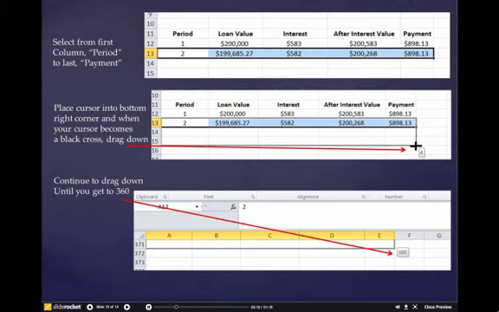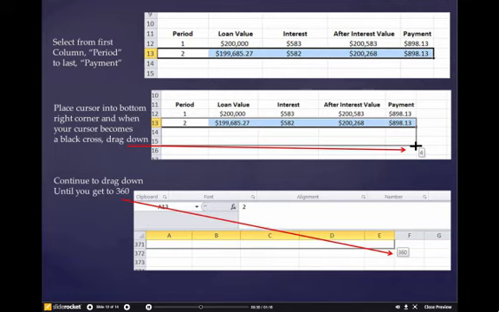So don't use my rows and columns if they don't quite match yours. But really what you're doing is you're stretching and highlighting from the period column all the way to the payment column. And again, you're going to grab that right hand corner and drag that down.